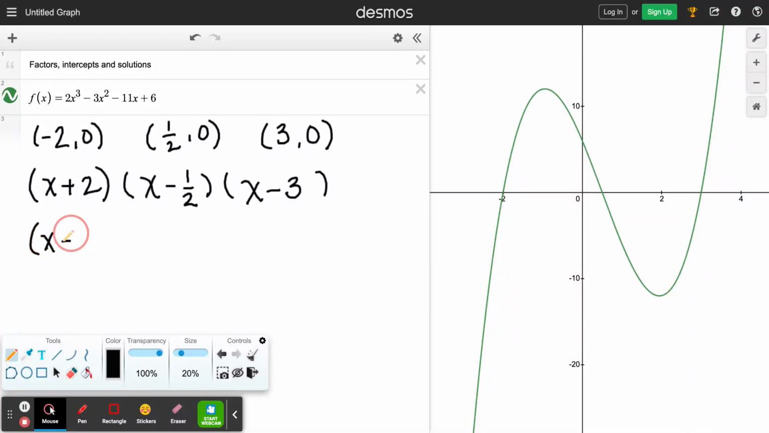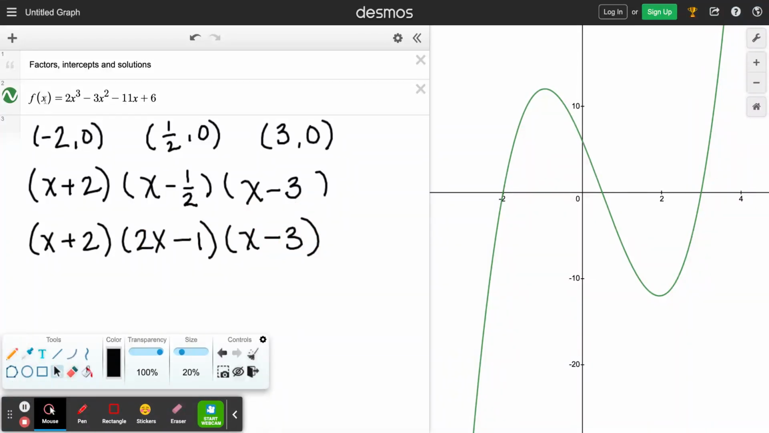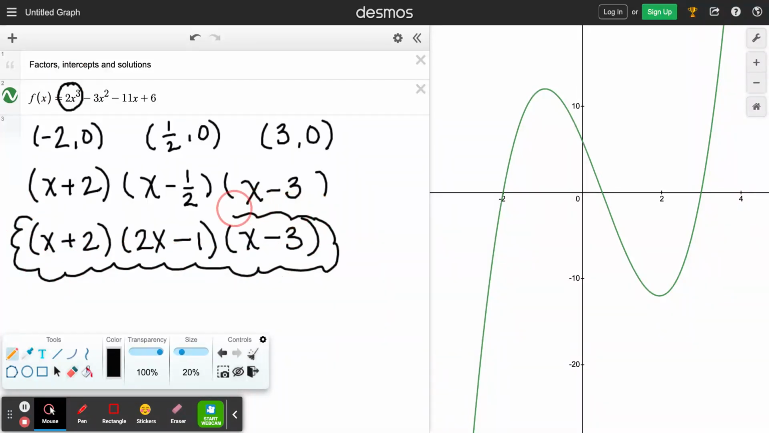You also could write this in factored form as 2x minus 1, x minus 3. If we look at the function in standard form, we can see that the leading coefficient has a 2x cubed. So we know that this is the proper factorization because this would have a leading coefficient of 2.